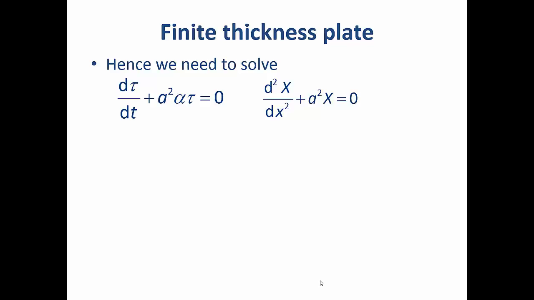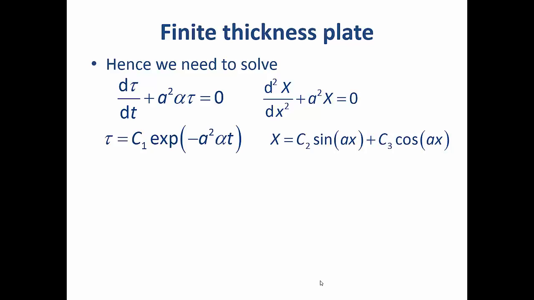Taking those equations, rearranging slightly, we have two differential equations: d tau by dt plus a squared alpha tau equals 0, and d2X by dx squared plus a squared X equals 0. The latter of these two equations, again, should be familiar as being the equation of simple harmonic motion.